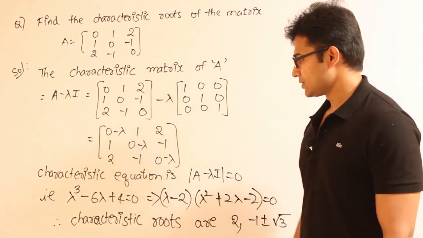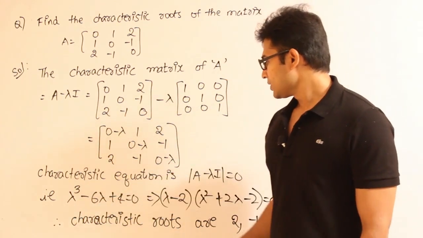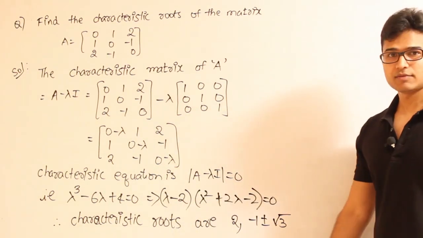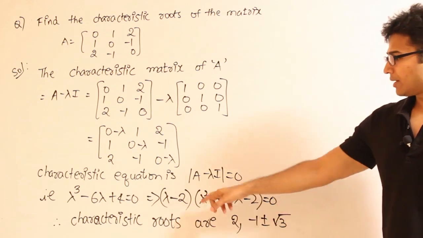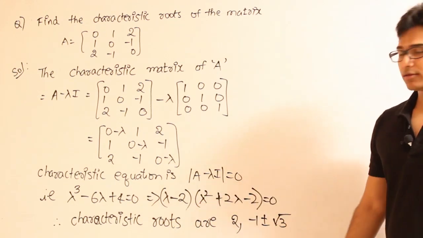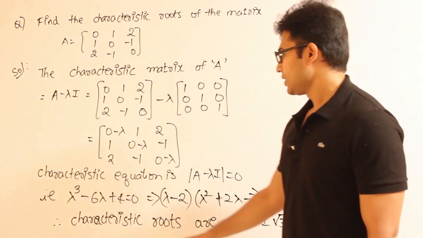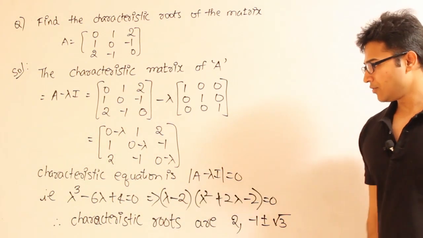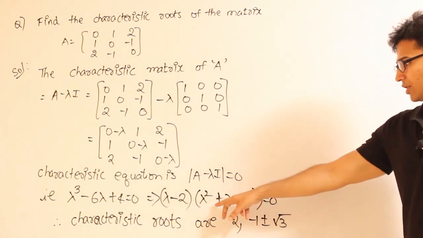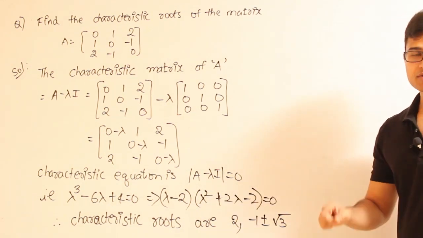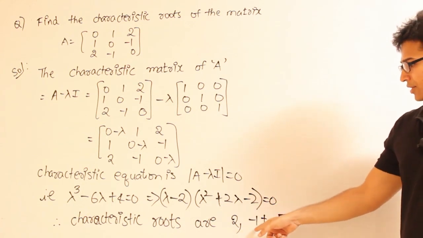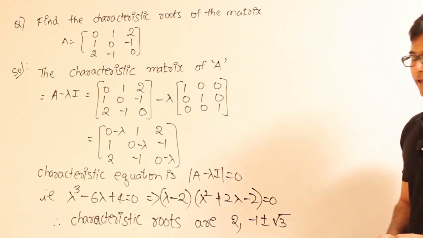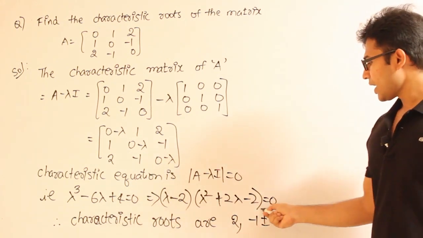Now you have to solve this equation. This equation can be written as lambda minus 2 into this entire thing. Simple, straightforward, right? Then how are you going to find the characteristic roots? The characteristic roots are lambda equal to 2, or if you apply the formula, minus b plus or minus square root of b square minus 4ac, by 2a, you are going to get minus 1 plus or minus root 3. Therefore we have 3 eigenvalues.